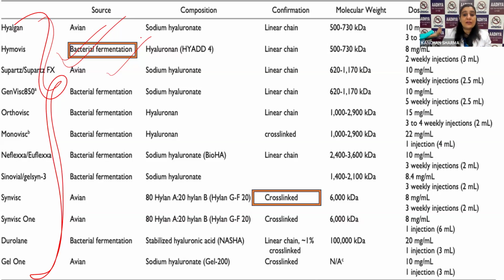Second thing, ask them whether it is cross-linked or not, because this will be more effective. This is not going to degrade very easily if it is cross-linked. Third thing is, what is the molecular weight? Always go for the high molecular weight. Like what I am using right now is 30 mg per ml, and I give 3 ml, okay, so it becomes 90 mg. That is the amount which I am using right now, and it is cross-linked and bacterial fermented. So this is how you can choose. It is all up to you. But these 3 factors are very, very important: molecular weight, linear chain or cross-linked, and the third one is what exactly is the source, right?